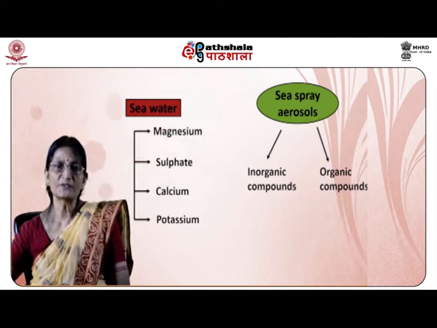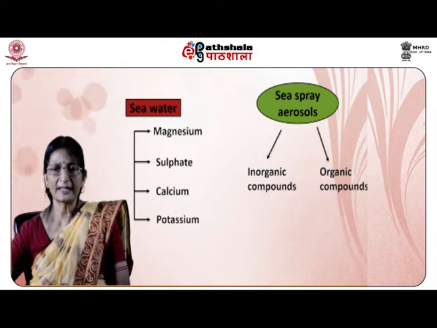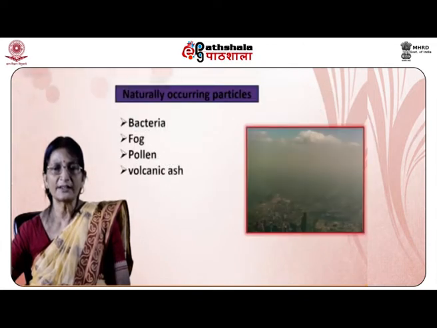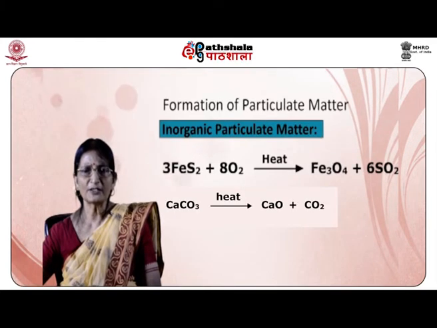Other constituents of atmospheric sea salt reflect the composition of sea water, and thus they can be found exactly like that in the ocean. They can contain magnesium sulfate, calcium, potassium, etc. Sea spray aerosols contain both inorganic as well as organic compounds, which alter their chemistry. Particles which occur naturally in the atmosphere are bacteria, fog, pollen and volcanic ash. The size and chemical nature of particles are very important because this can influence how the particle interacts with humans and other life forms.